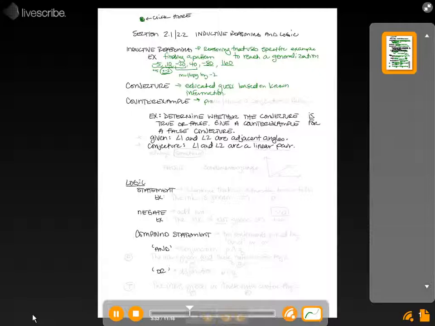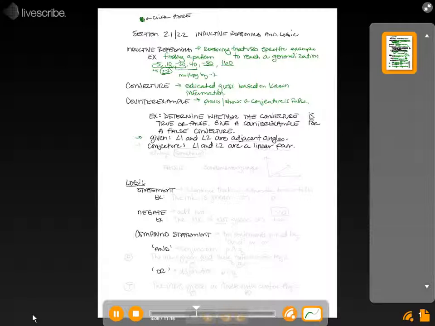A counterexample proves or shows a conjecture is false. So if I come up with a conjecture for something, if I can show in any way or any example that it's false, that's my counterexample. And this is what this example here is. It says, determine whether the conjecture is true or false. Give a counterexample for a false conjecture. So if it's true, you don't need to give me a counterexample, only when it's false.